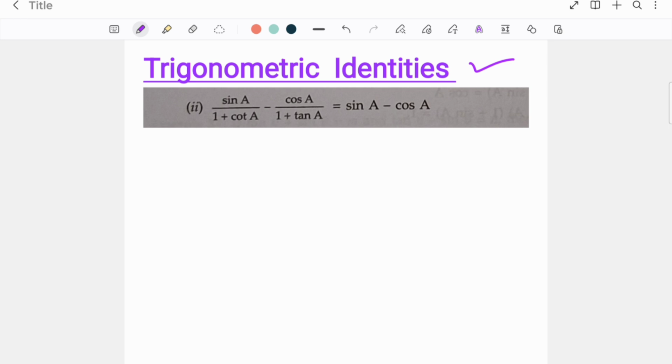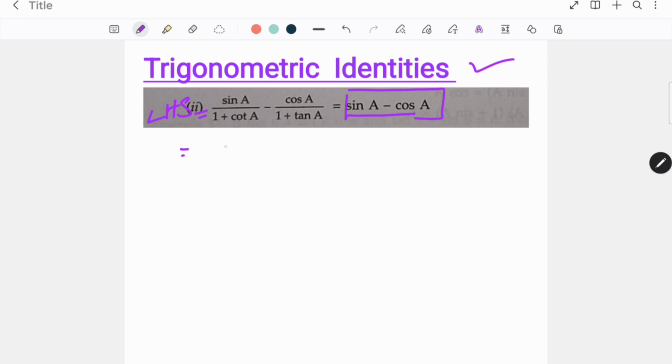The problem is given like this: sin a by 1 plus cot a, plus cos a by 1 plus tan a. We have to prove it equals sin a minus cos a. So same, we'll be starting with the LHS. This is our LHS. So what do we do?